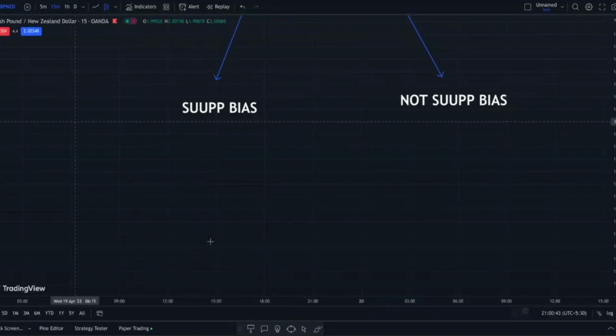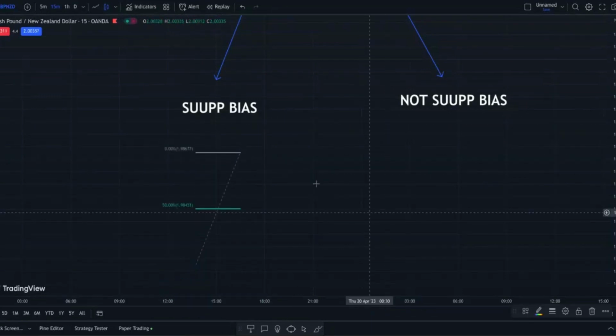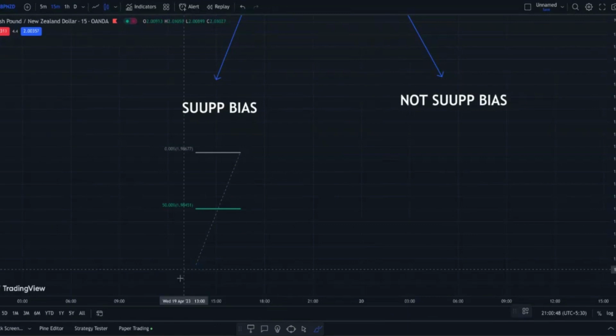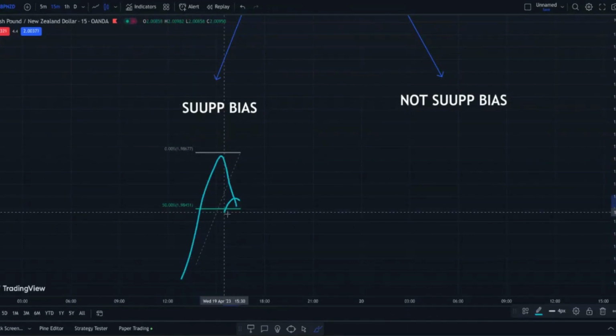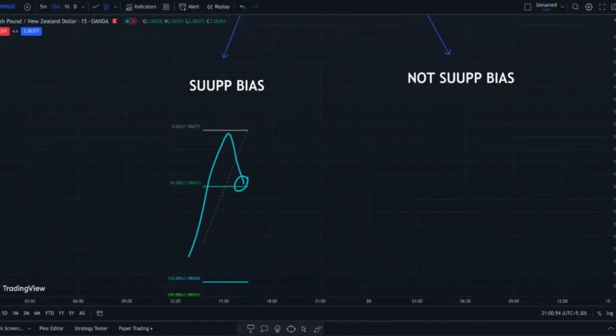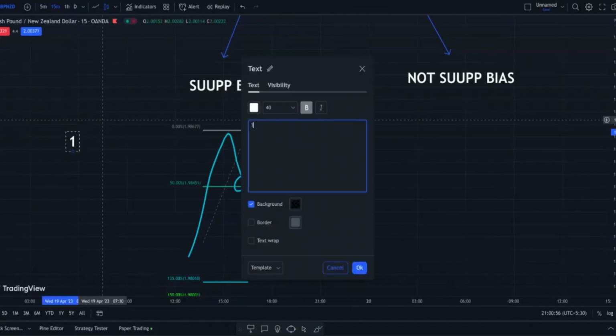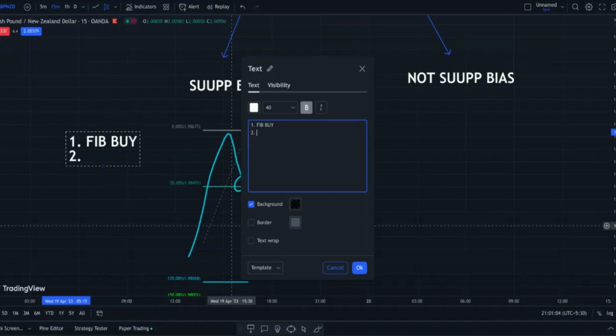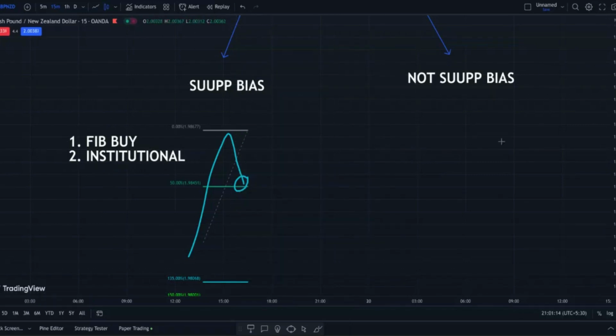Let's say you have a strategy based on Fibonacci. You have a Fibonacci buy, with one reason being that price is at 50% support and you are thinking to buy. That is one reason, Fib support, that supports your bias. The second reason, let's say, is an institutional level, which is a point of origin of big moves. So you have two reasons.